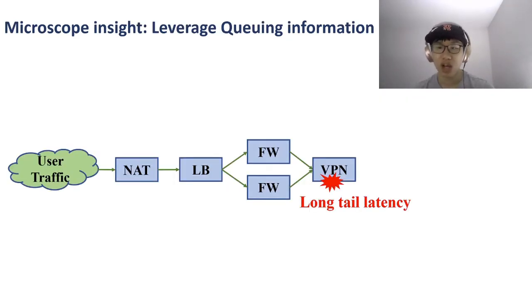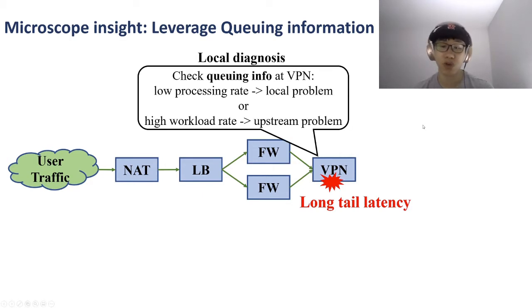To address the challenges, we designed Microscope, which leverages queuing information for diagnosis. The queuing information is efficient in resolving the impact propagation over time and across network functions. In the previous example, the VPN suffers from a long-tail latency problem. Microscope first performs local diagnosis in the VPN by checking the local queuing information.